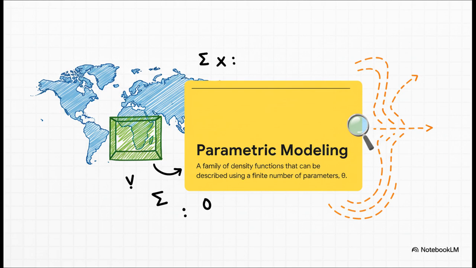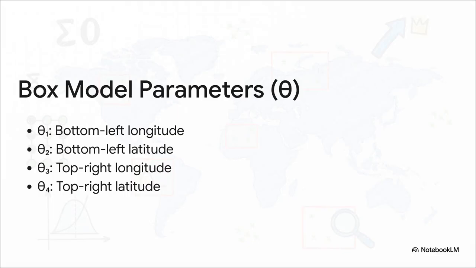Instead of searching through an infinite sea of totally unique models, we define a family of them. And every single model in this family can be described by just a few simple knobs or parameters. We use the Greek letter theta to represent this whole set of parameters. So what are the parameters, the knobs, for our box model? It's just 4 numbers: the latitude and longitude for the bottom left corner, and the latitude and longitude for the top right. That's it. That's our theta.